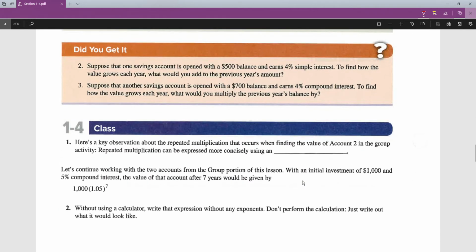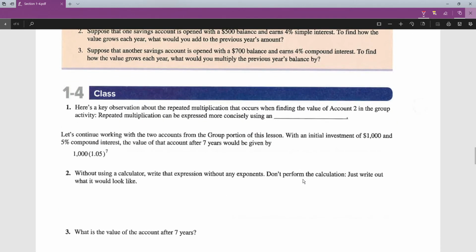Under the classwork, it gives us some questions. Number 1 says, here's a key observation about repeated multiplication that occurs when finding the value of account 2 in the group activity. Repeated multiplication can be expressed more concisely by using an exponent. It's a shorthand way of writing repeated multiplication.